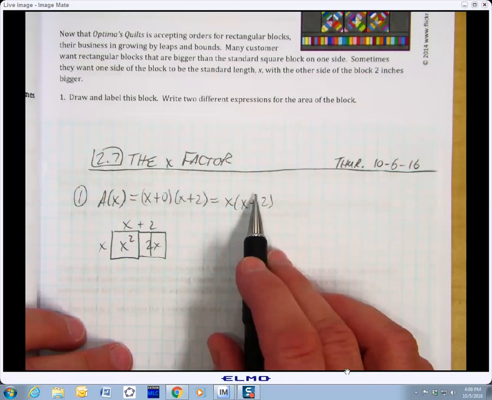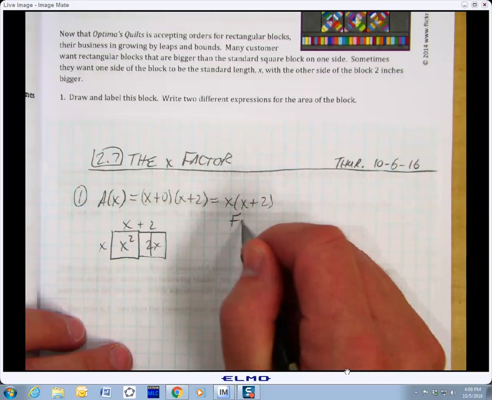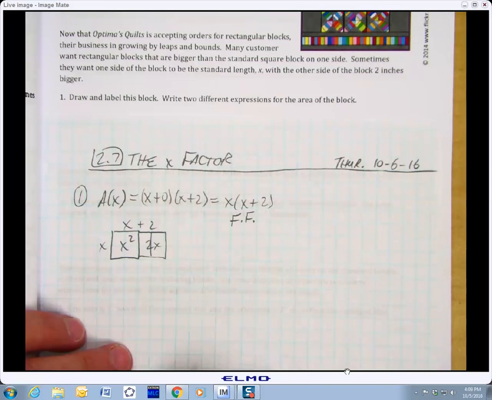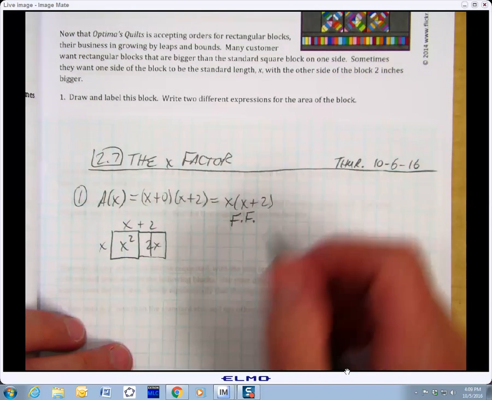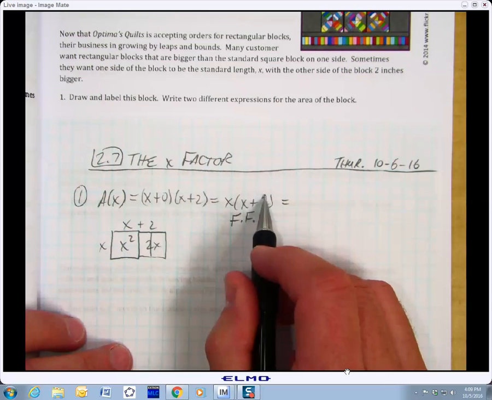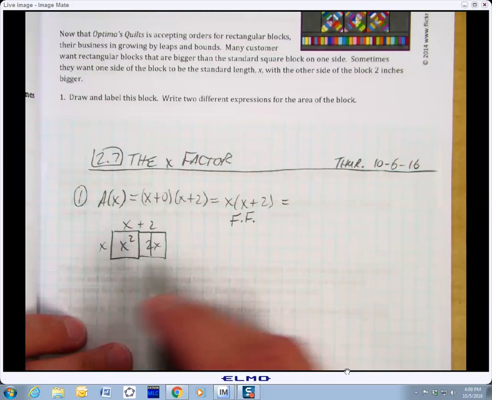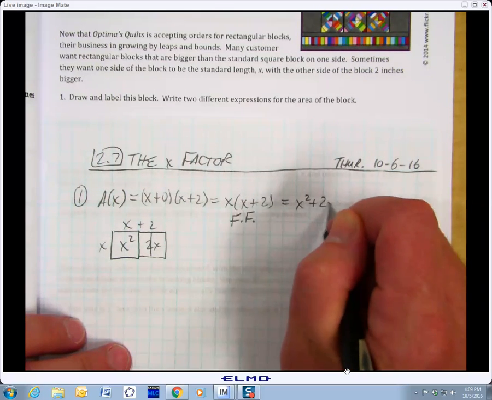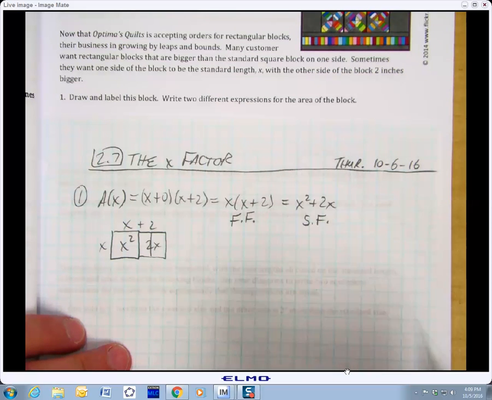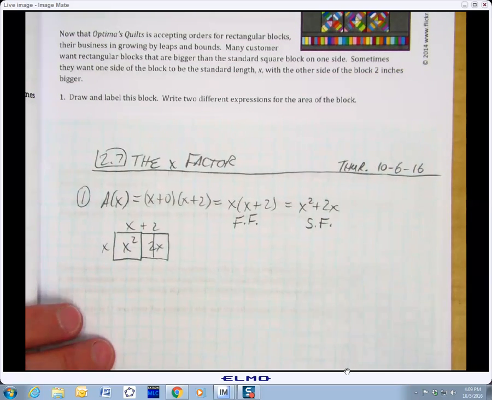So this would be your factored form. Let's go ahead and label that with factored form. And then we want the standard form, which means you can distribute here, or you can just look at your answer down here. X squared plus 2x. And that would be your standard form. So that's basically it for number 1. Let's go ahead and move on to number 2.